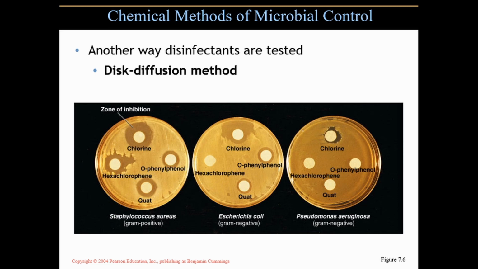There's Staph aureus on the left, E. coli in the middle, and Pseudomonas aeruginosa on the right. They're using all the same disinfectants, and you can see how they perform against different types of bacteria. For example, hexachlorophene works really well against Staph aureus, but it does nothing against E. coli or Pseudomonas, mainly because those two species are gram-negative, whereas Staph aureus is gram-positive. So the larger the zone of inhibition, the more effective that disinfectant is against a particular species of bacteria.